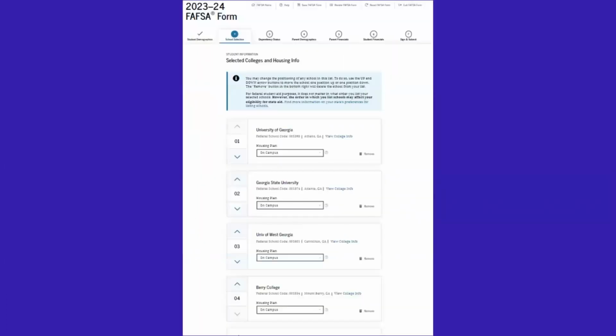All right. When you are selecting your colleges, one of the things they're going to ask you about is the housing option. So in this case, we listed on-campus housing. I would strongly recommend that you list on-campus housing for all of your FAFSA forms, unless you absolutely know now that you are not going to be living on campus.